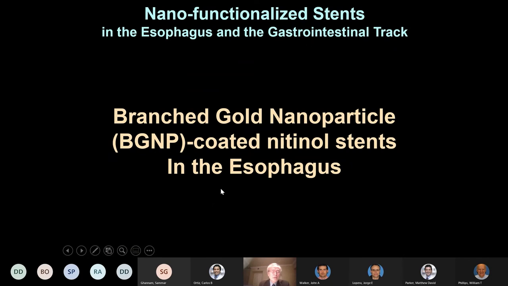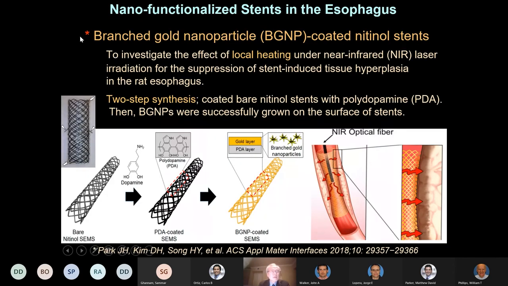I'd like to introduce our experience with the branched gold nanoparticle coated nitinol stent in the esophagus. We developed branched gold nanoparticle coated nitinol stents and investigated the effect of local heating by near infrared laser irradiation for the suppression of stent-induced hyperplasia in rat esophagus. As I mentioned in the beginning, we used a rat or rabbit and placed the stent, and the stent can cause tissue hyperplasia. And then we performed irradiation.